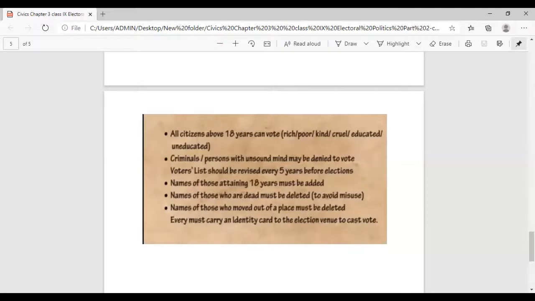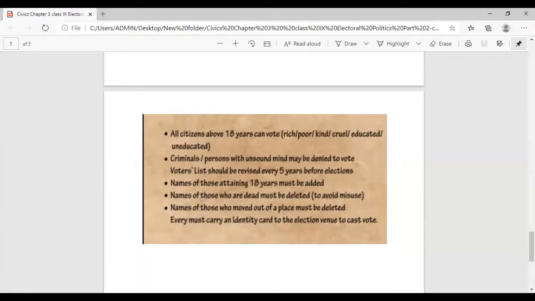All the citizens above 18 years of age have the right to vote, whether educated, uneducated, rich or poor, kind or cruel, whatever it is. Every citizen above 18 years of age has the right to vote. So this is the first and foremost criteria for voting.